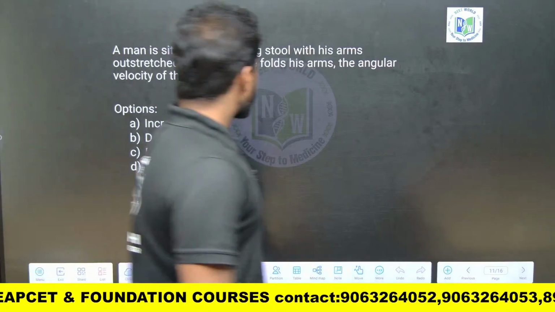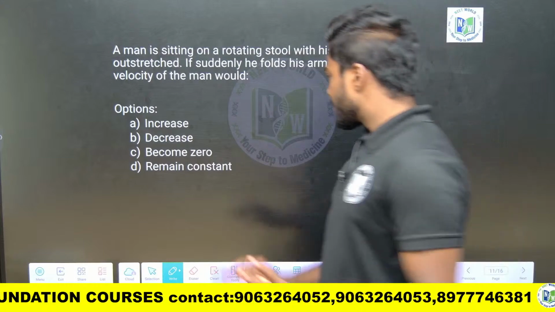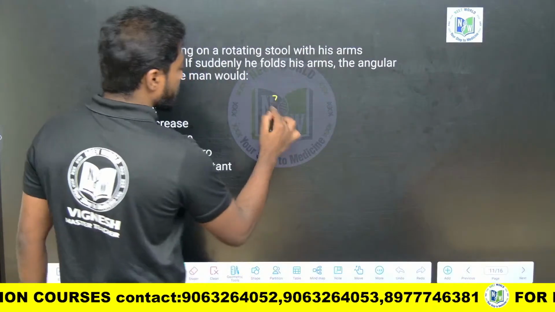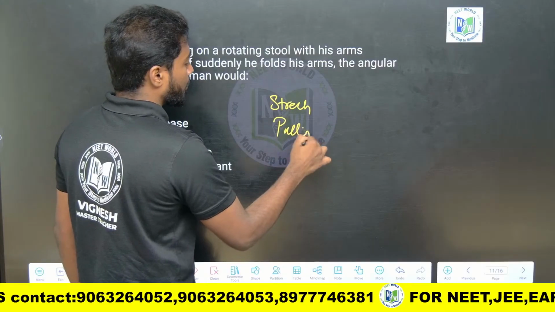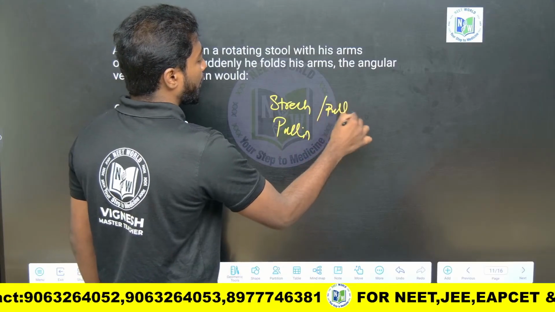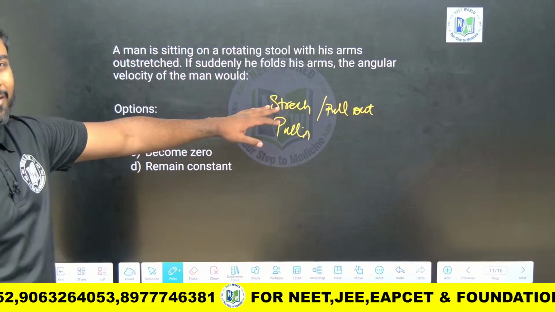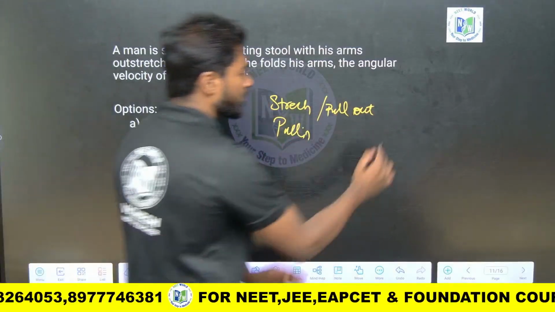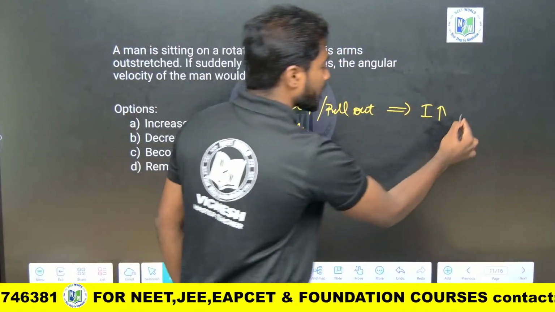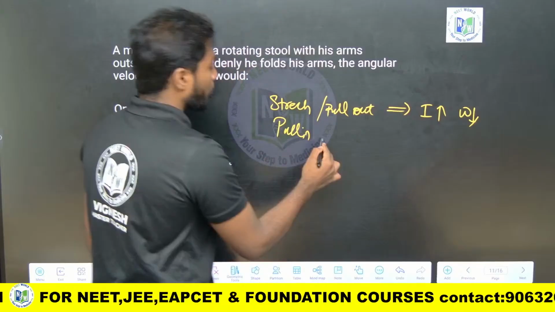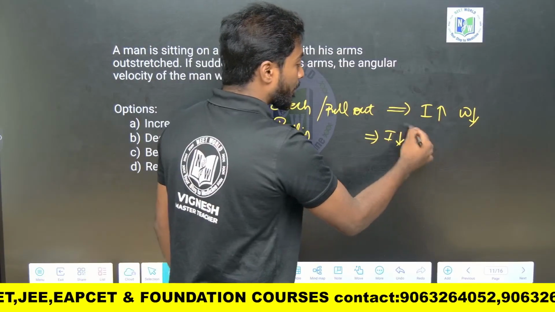See, initially like stretching, simple thing, guys. Stretching, pulling towards, stretch, pull in, this is pull out. These are the terms you need to remember. Stretch in the sense I increases. If I increases, omega decreases. Pull in means I decreases. I decreases in the sense omega increases.